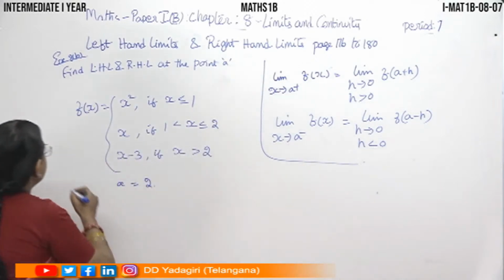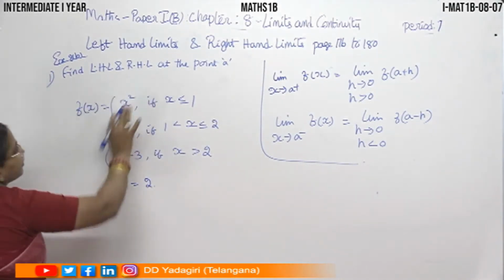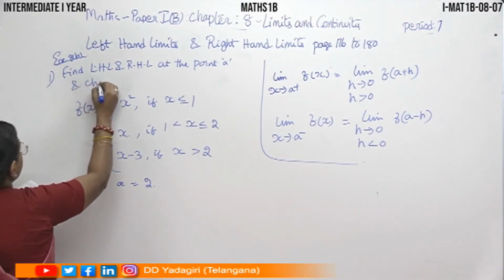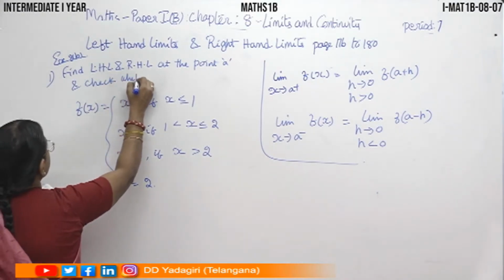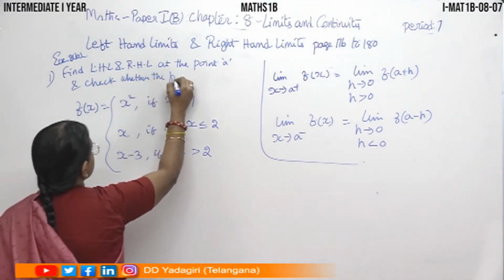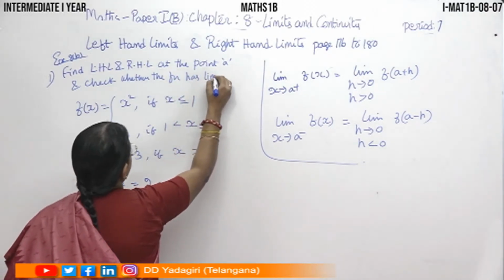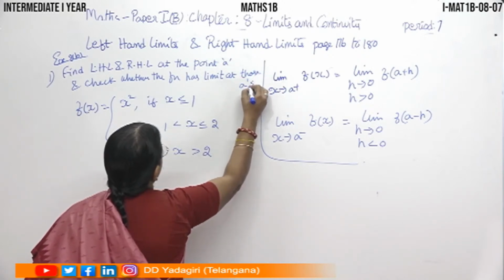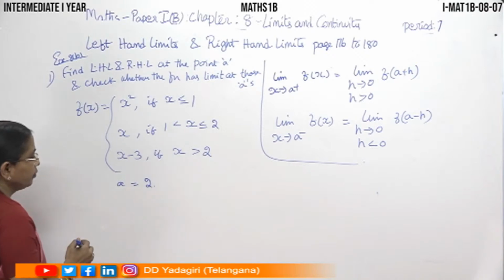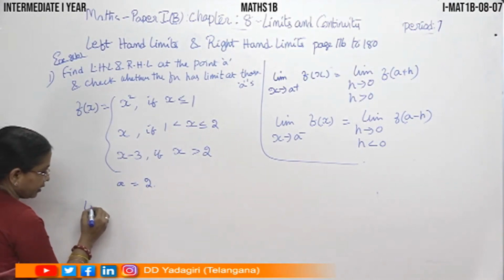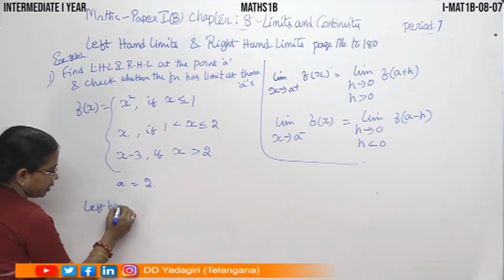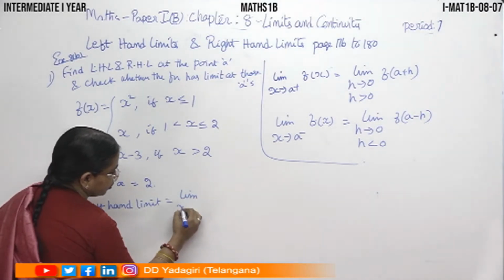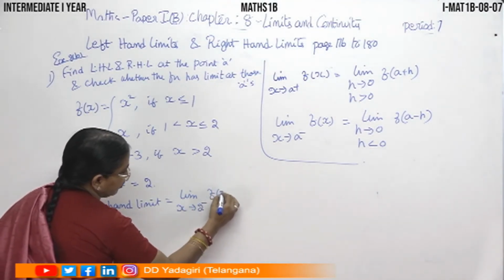First problem, find left hand limit at the point A and check whether the function has limit at those A's, whatever A's are given. So here A is 2. So what we do is we'll write left hand limit. So what is the left hand limit? Limit x tending to 2 minus of f of x.